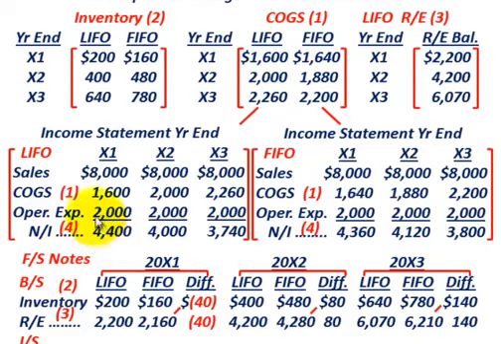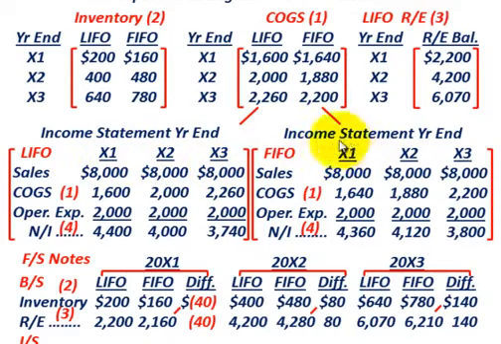So our net income, we have to calculate that. Just take our sales of $8,000 less our cost of goods sold of $1,600 and operating expenses of $2,000, and that's going to give us net income for year X1 of $4,400. Do the same thing for each of the next 2 years. Year X2, just take your sales less your cost of goods sold, less your operating expenses, and your net income will be $4,000. And same for year X3, do your sales less your cost of goods sold and operating expenses, and you're going to come up with net income of $3,740. Okay, so we've done our income statement for the year ending for LIFO for each of those 3 years. Now, this is what we're going to have.